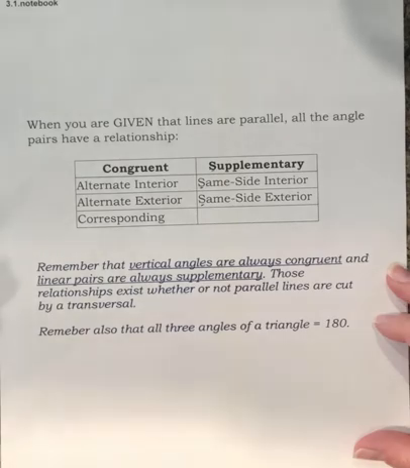Then just because we're going into figures, trying to set up equations to solve for variables, you still want to remember that vertical angles are always congruent and linear pairs are always supplementary. You do not need to be given that lines are parallel. You don't need to be given any other kind of information to know that. That just exists. And then every once in a while, maybe you'll have an angle that's a part of a triangle. You can also always remember that 3 angles of a triangle equal 180 degrees.